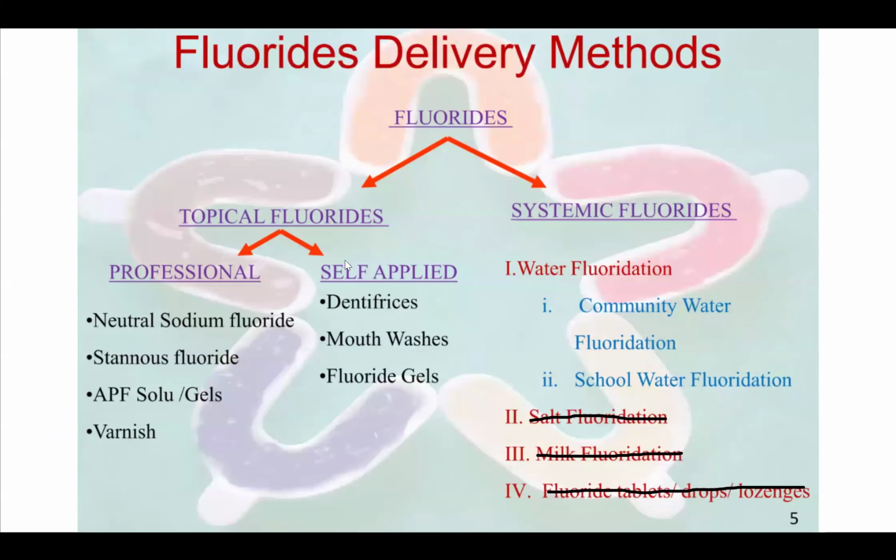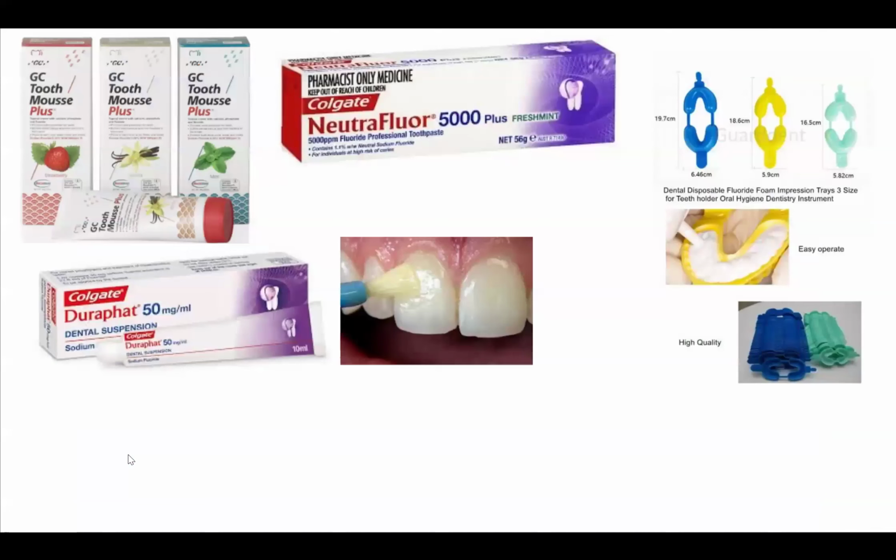So these are the various ways fluoride is delivered. You have topical, which are professionally given and self-applied. So at home, they're using mouthwashes, gels, and pastes. And in the professional environment at the clinic, we are using sodium fluoride, APF. We are using stannous fluoride. We are using varnish. Most commonly, it's the varnish.